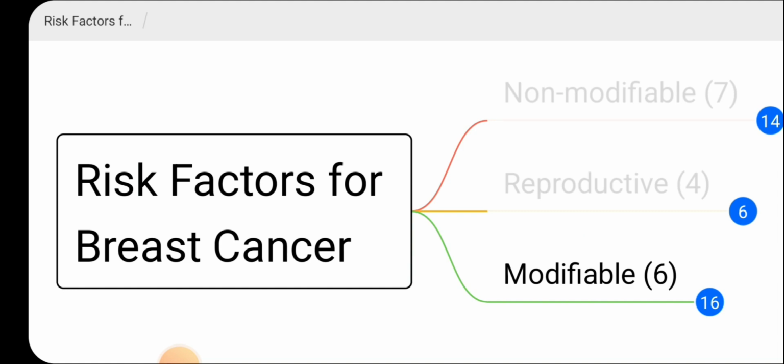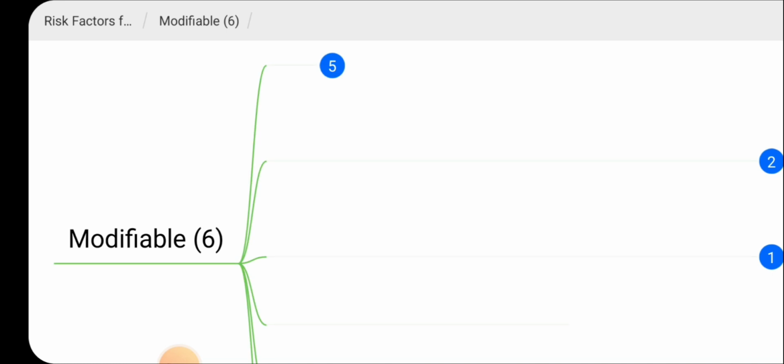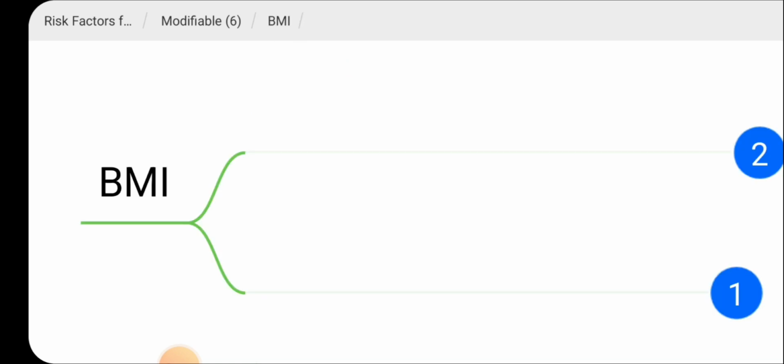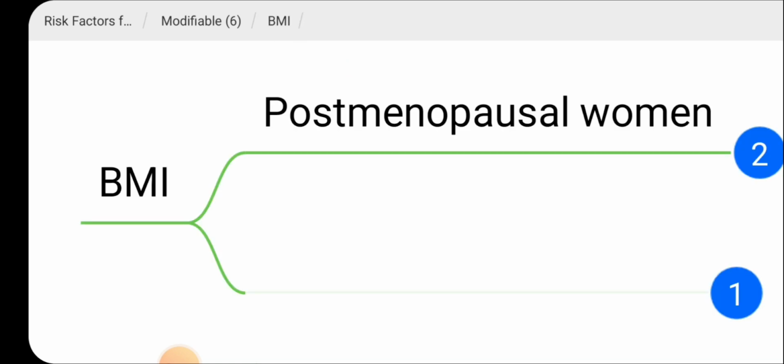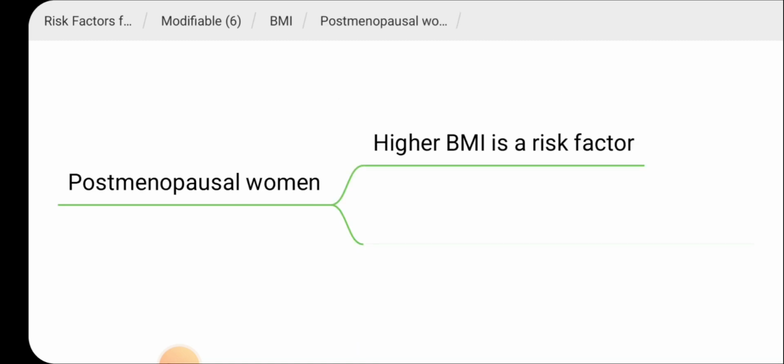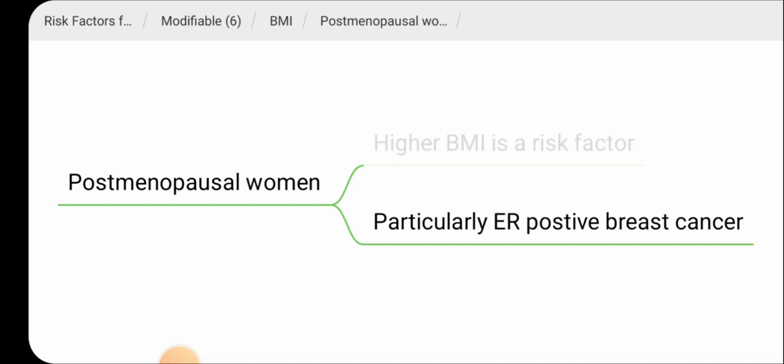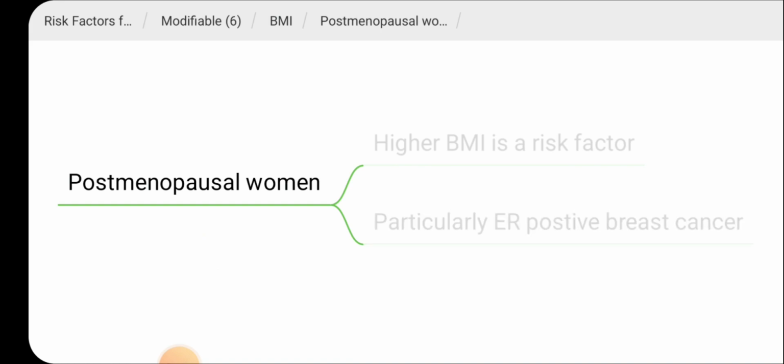Then let's look at the modifiable risk factors for breast cancer. BMI, how that can affect the risk of breast cancer. In postmenopausal women, higher BMI is a risk factor for breast cancer. Particularly for ER positive, estrogen receptor positive breast cancer, higher BMI is a risk factor in postmenopausal women.